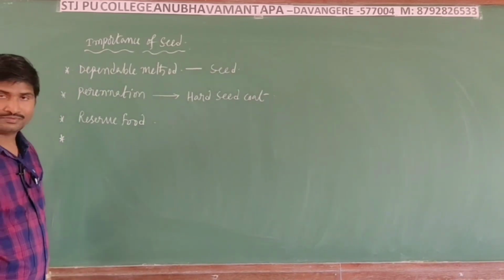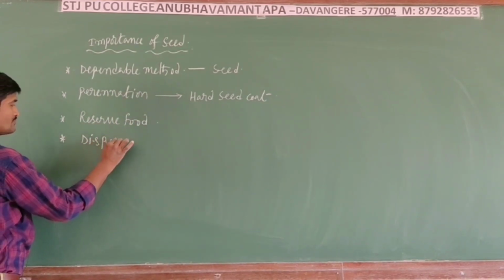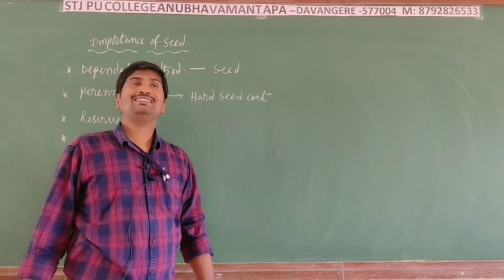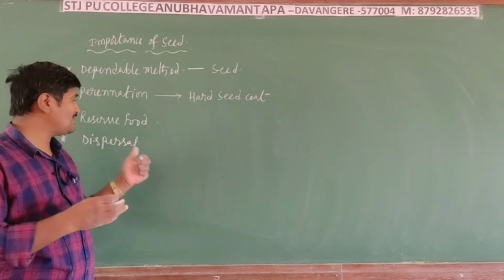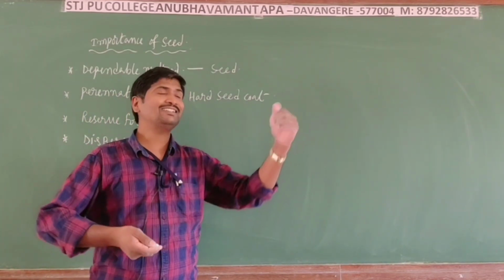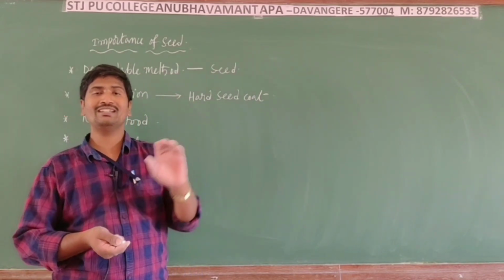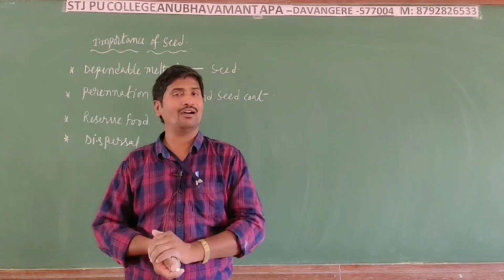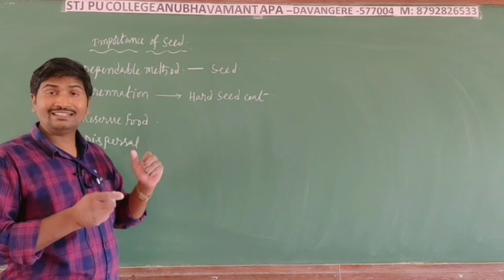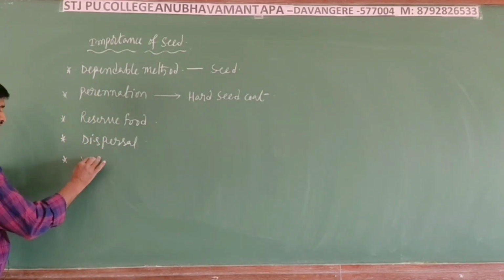Next one, dispersal. So here the seed is the dispersal of the plants, and that is a dispersal in different geographical regions, and that is responsible for the different colonies of area. The geographical distribution is very helpful for the seed dispersal. Okay. Next one, variation.